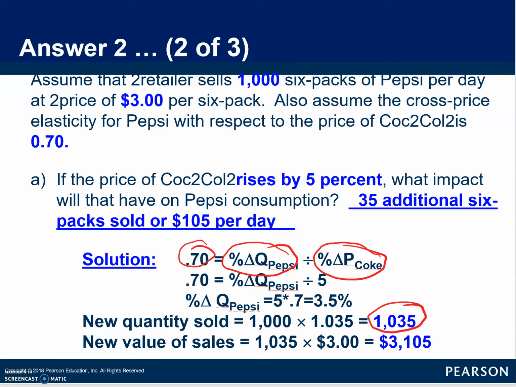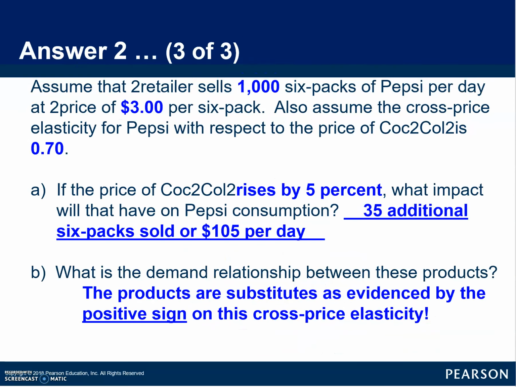So what's going to happen with sales? Well, before we sold this many, now we're going to sell this many. We just multiply that number by the price, and that gives us our new revenue line. That new revenue line says that we are going to sell an additional 35 six-packs, or we are going to make an additional $105 per day.